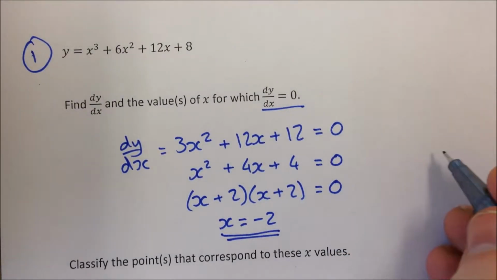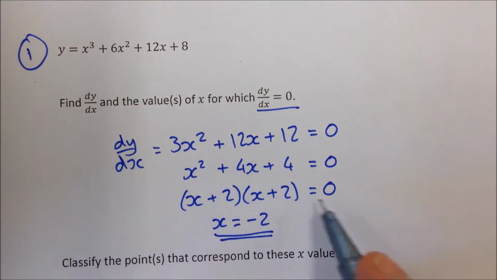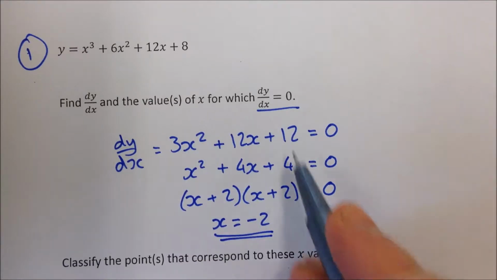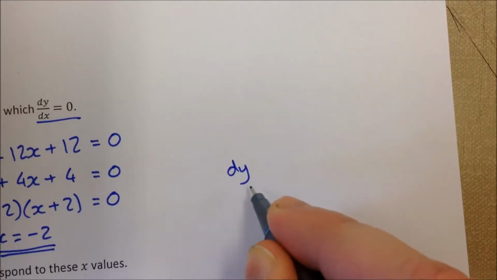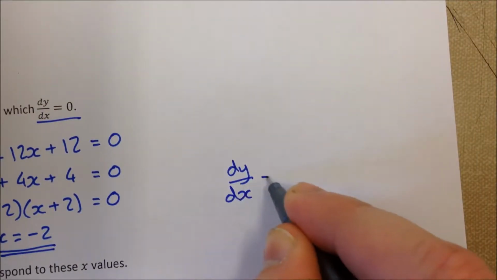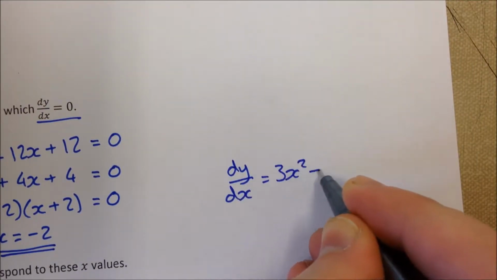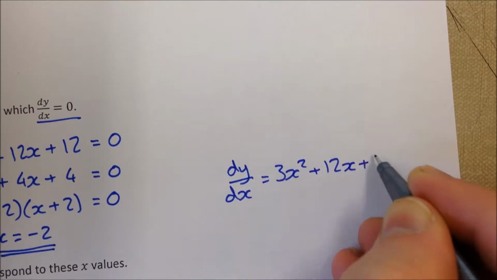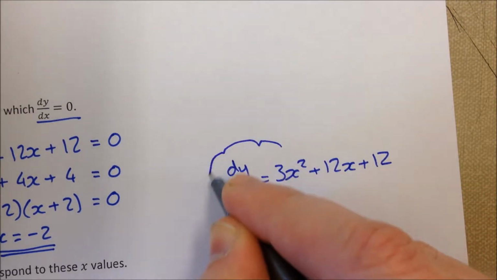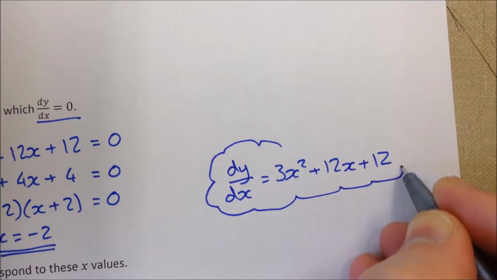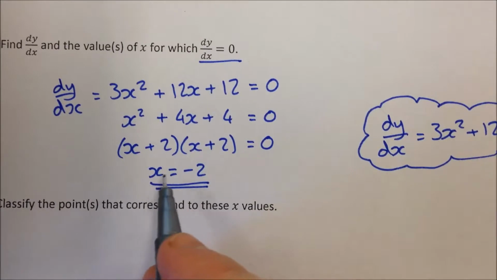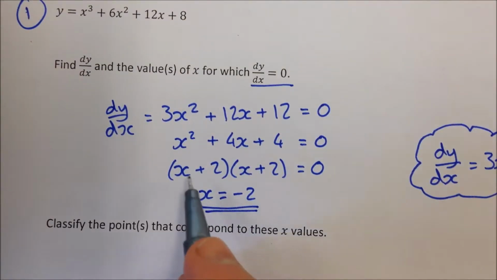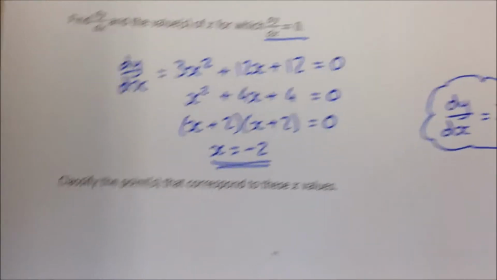Now, it must be pointed out that later on I'm going to use dy/dx, and I don't want to use that, and I don't want to use that. I definitely want to use that. So I'm just going to write this out more clearly over here, just so I don't get confused. Okay, so my value for x was just negative 2. That works in both brackets to make both brackets 0, so you only get one value.